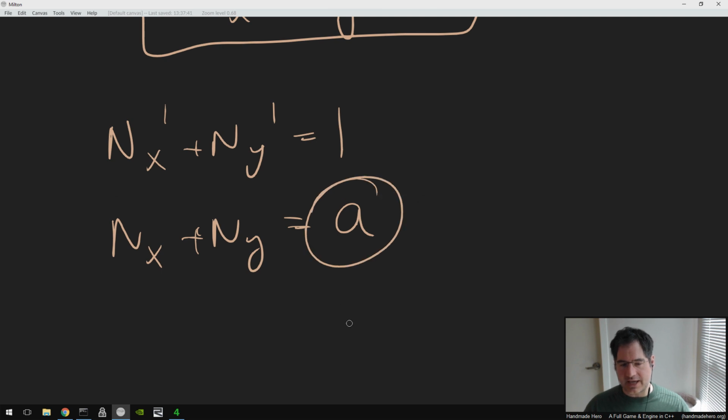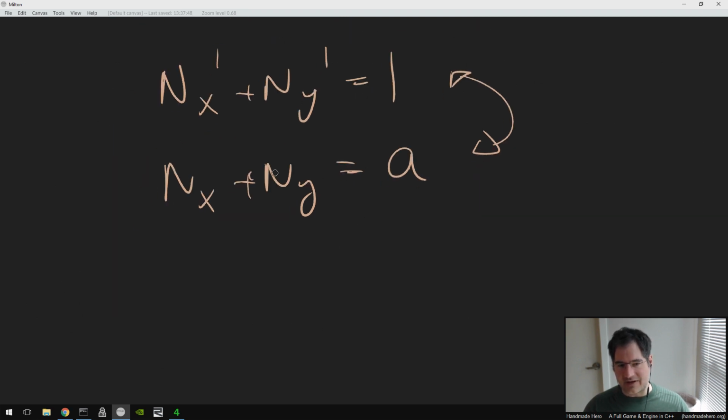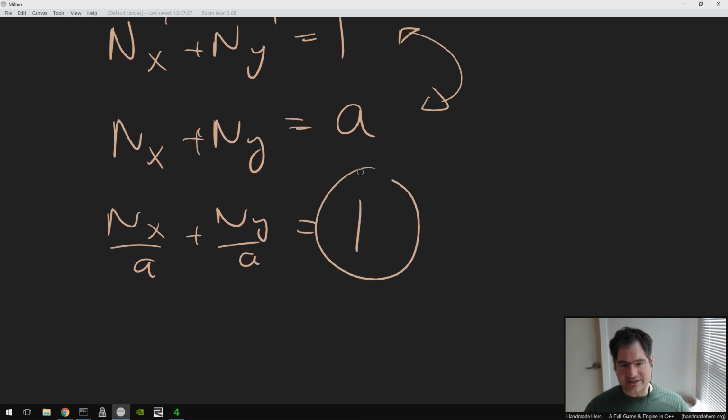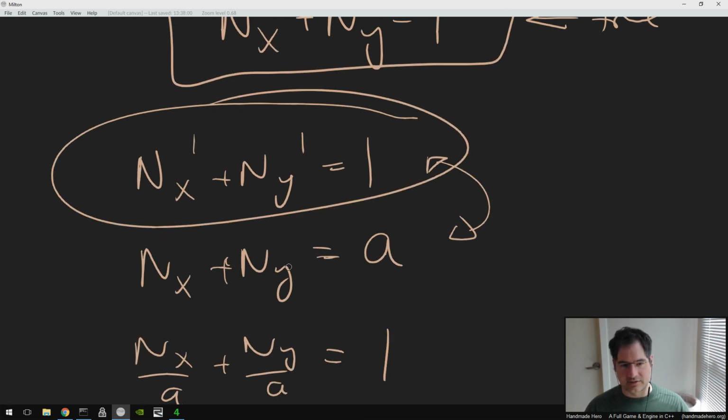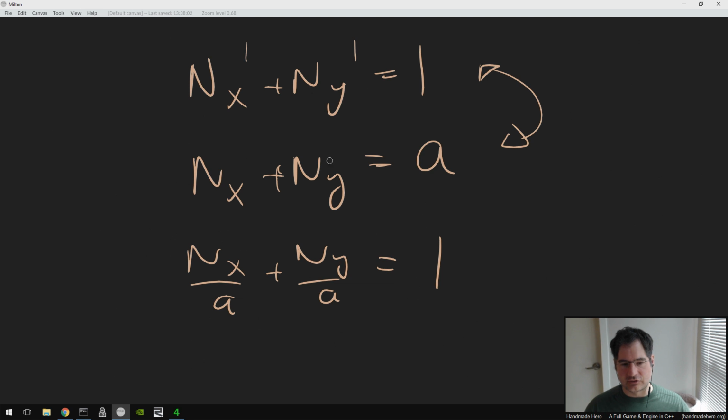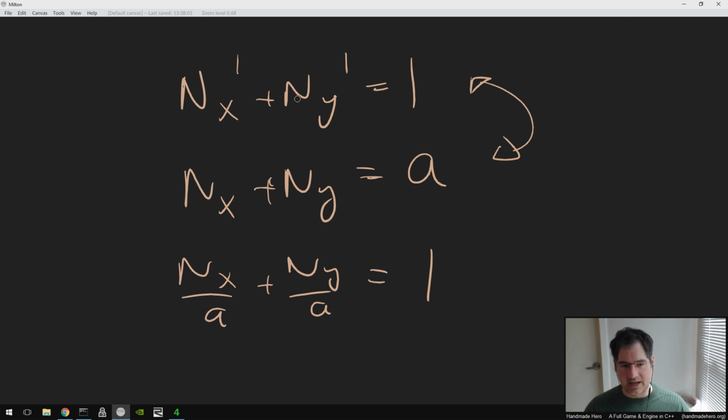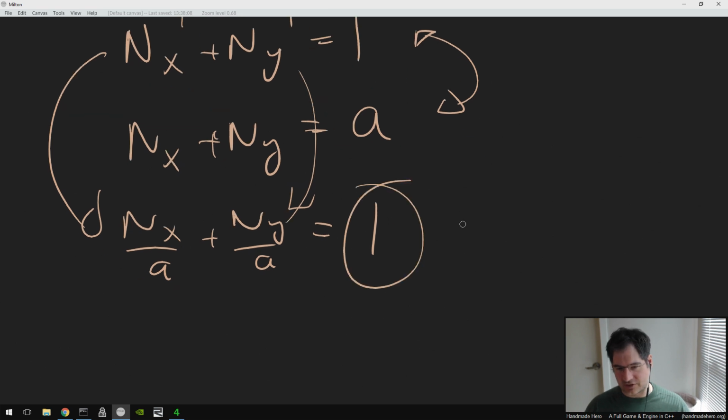Because if you look at what's happening on this side, the only difference between these two equations is the a, right? If I just divide by a, I actually get this equation here. So I don't even have to really do the math and solve for anything. I can just see that dividing by a produces the correct result.